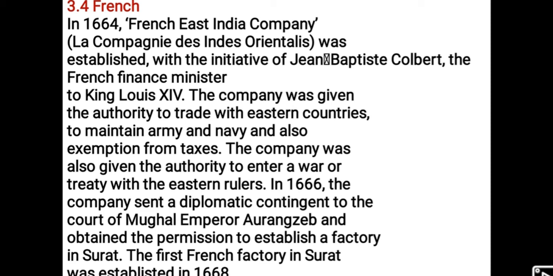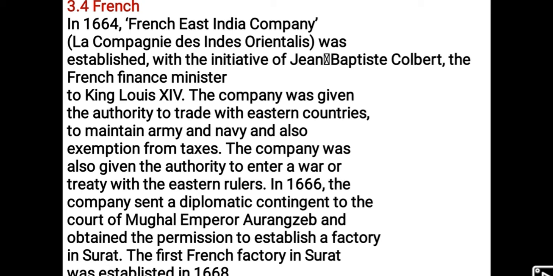The company was also given the authority to enter a war or treaty with the eastern rulers. Now they were set free, with full authority that they could have an open war with the eastern rulers. That was a treaty with them, that they had full permission anytime to have a war with eastern rulers.